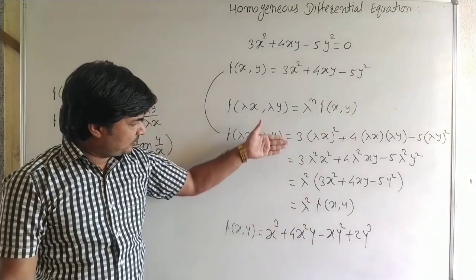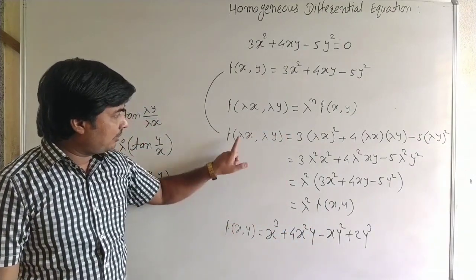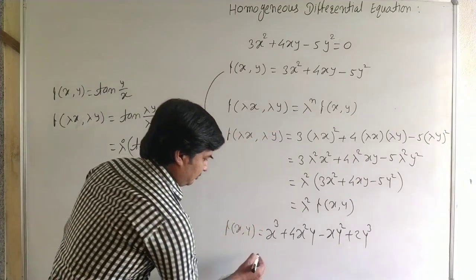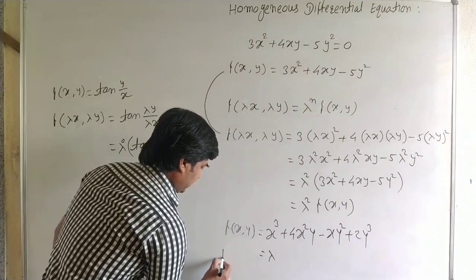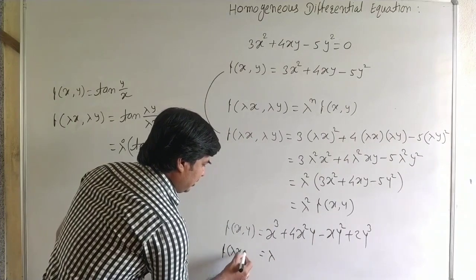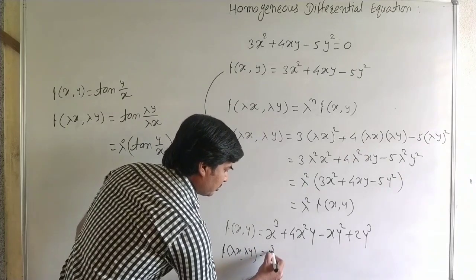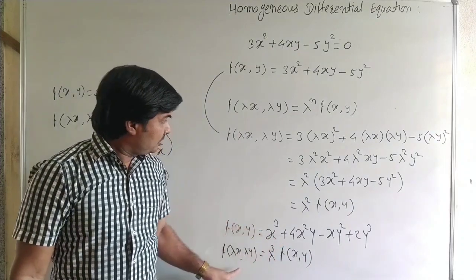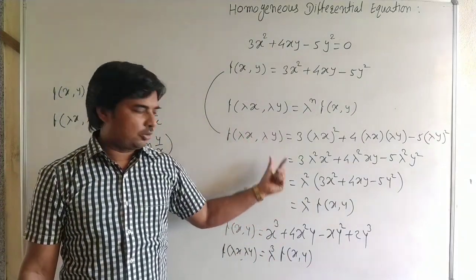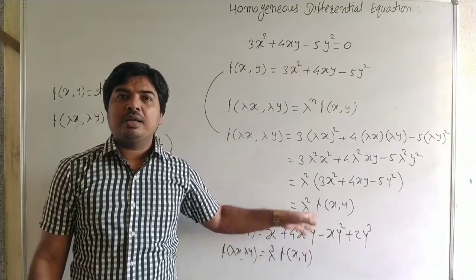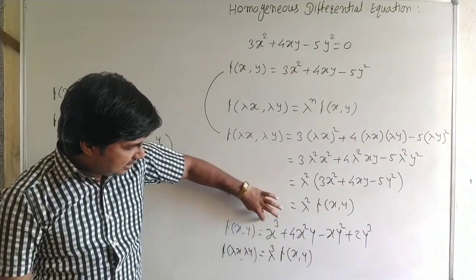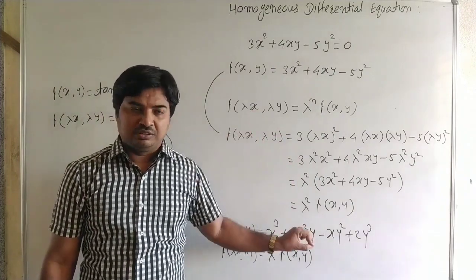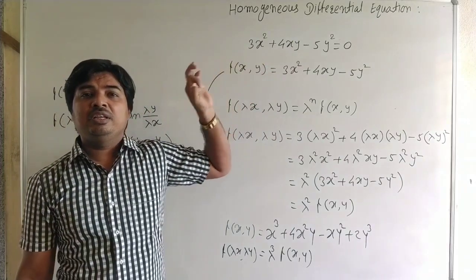We can check like this: x replaced by lambda x and y replaced by lambda y, then we get lambda to the power 3 f of x comma y. Like this, replace x by lambda x and replace y by lambda y, then we get this. That means this is a homogeneous function of degree 3. That one is a homogeneous function of degree 2.